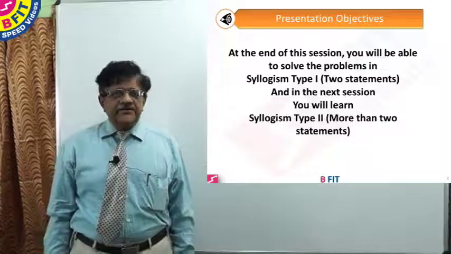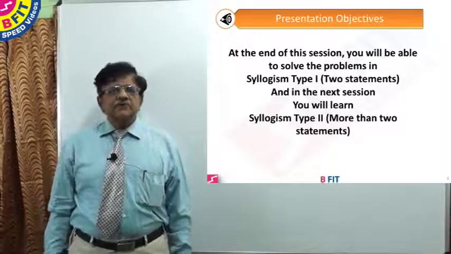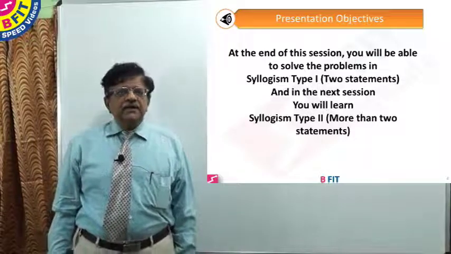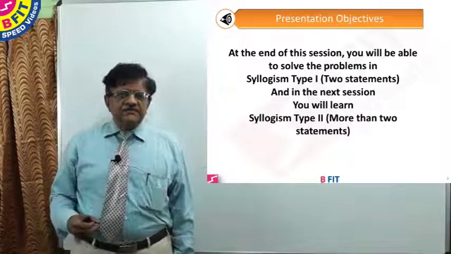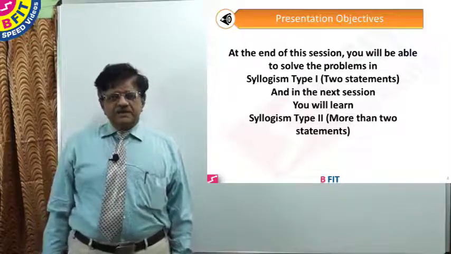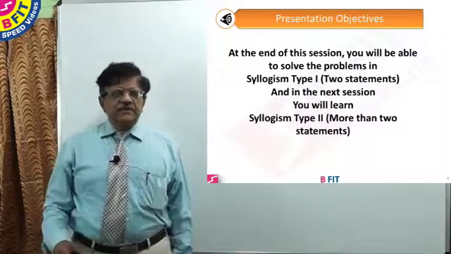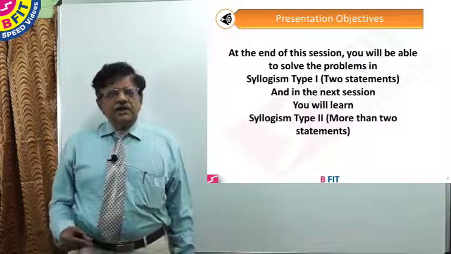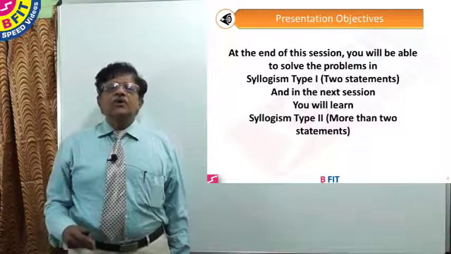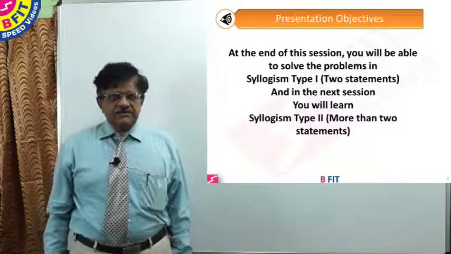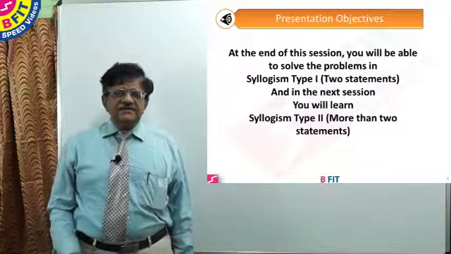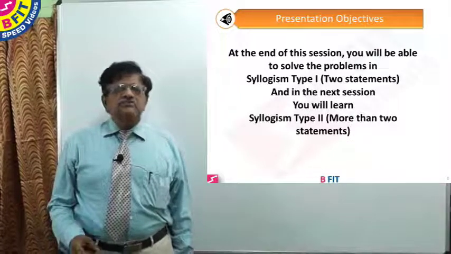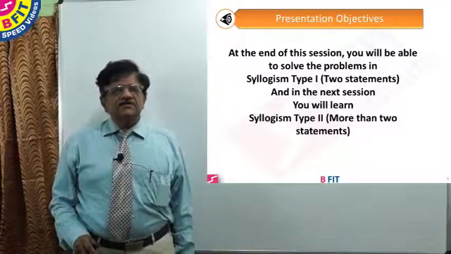The presentation objective is, at the end of this session, you will be able to solve problems of syllogism type 1. Syllogism type 1 means drawing inferences from two logical statements. And in the next session, we will learn syllogism type 2, that is drawing inferences from more than two logical statements. So for the time being, in this lesson, we will learn how to draw inferences based on two statements, that is called syllogism type 1.